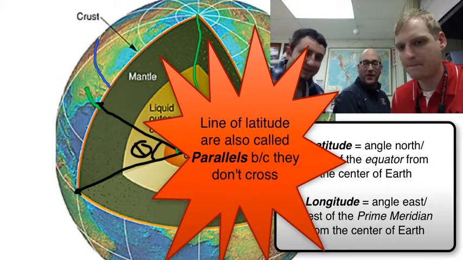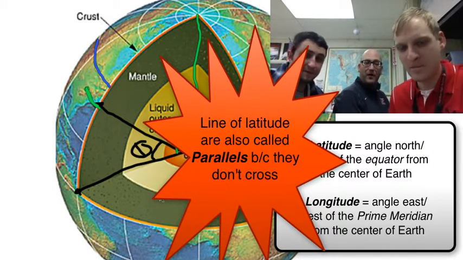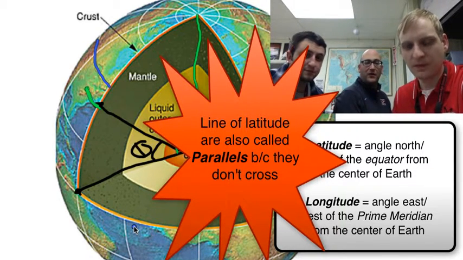Right. And that's a really important point, because lines of latitude have another name. They're called parallels, and we've got to get to know that. A parallel is any two lines that don't cross, and lines of latitude are also called parallels. There you go.